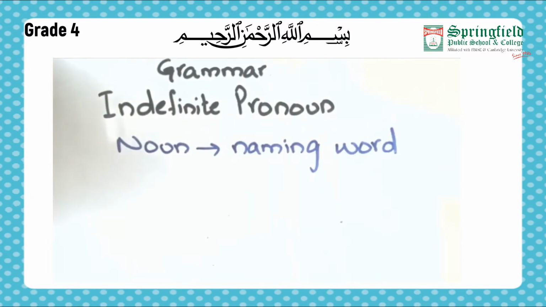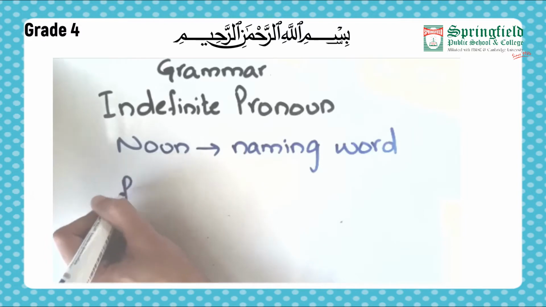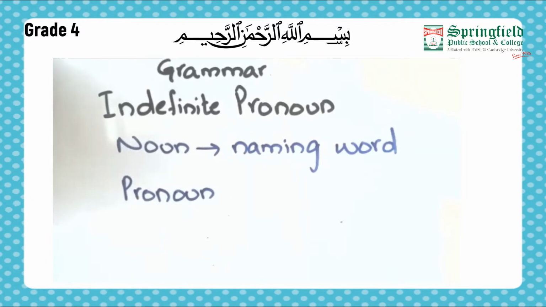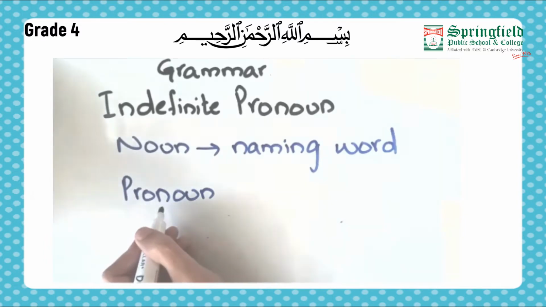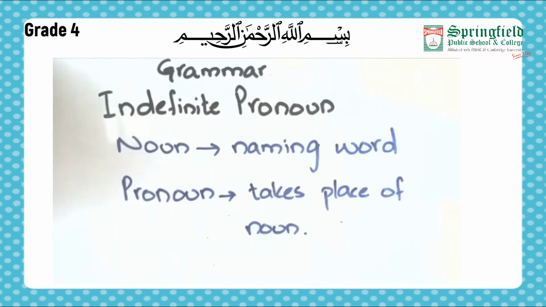Moving towards pronoun. What are pronouns? Pronouns are basically those words that take the place of a noun in order to avoid repetition. So here we have got pronoun, a word that takes the place of a noun in order to avoid repetition. So, let's make a sentence in order to make this noun and pronoun clear. Like we have got a sentence, John has a blue bag.